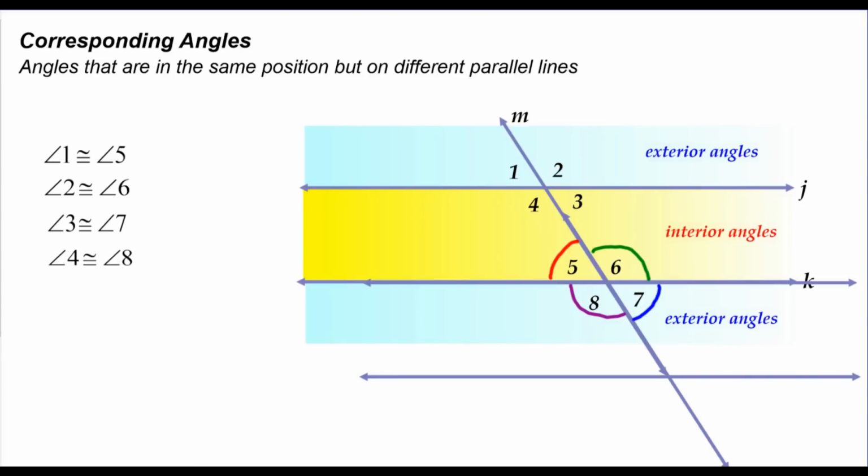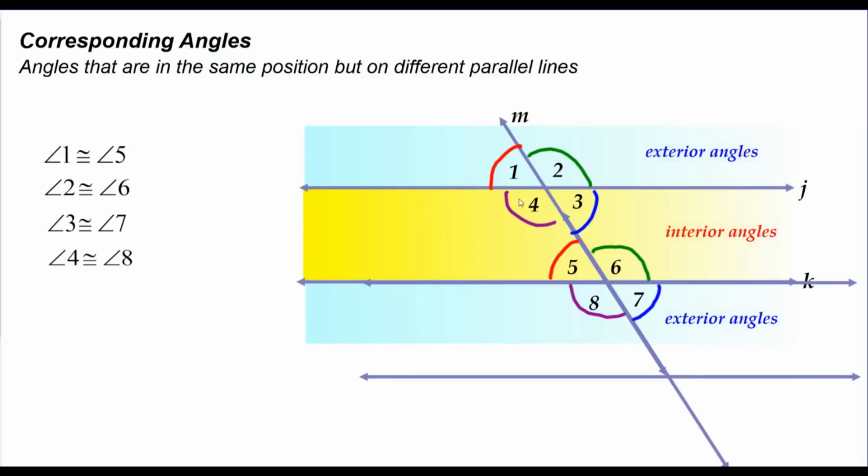So those are also kind of matching angles. Angle 1 is congruent, or the same as, angle 5. Angle 2 is congruent to angle 6. Angle 3 is congruent to angle 7. And angle 4 is congruent to angle 8. So if two angles are corresponding angles, they are also congruent.